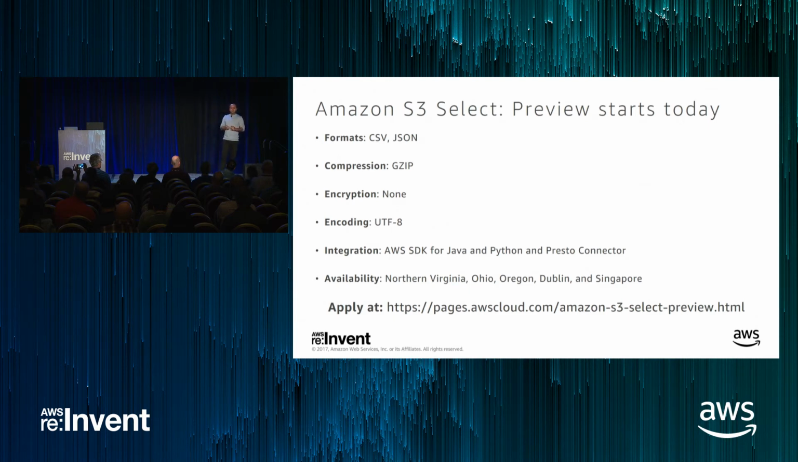So if you think about it, to recap, we support CSV and JSON format with more to come later. We support gzip compression. In our preview, we do not support encryption at rest, but rest assured we'll support encryption during our GA. We do support UTF-8 encoding. We have Python, Java SDK, and Presto Connector available, with more to come. And we are available in our preview in Virginia, Ohio, Oregon, Dublin, and Singapore.